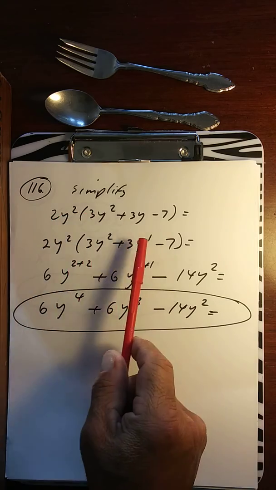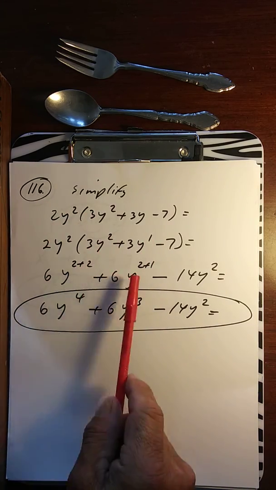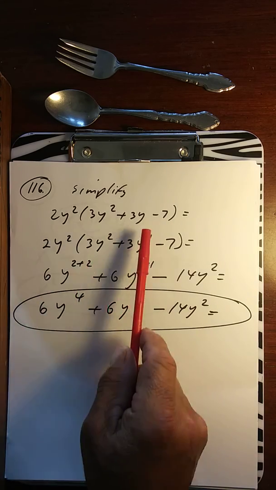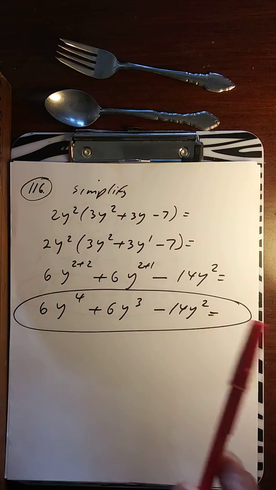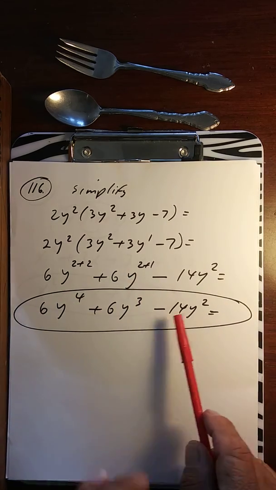Let's multiply these out. Same thing, put a 1 there. So this times this is going to be 6, y2, add them. And this would be 6, y2, y, and 1, add them. And this one's just that. So we have 6y4 plus 6y3 minus 14y2.